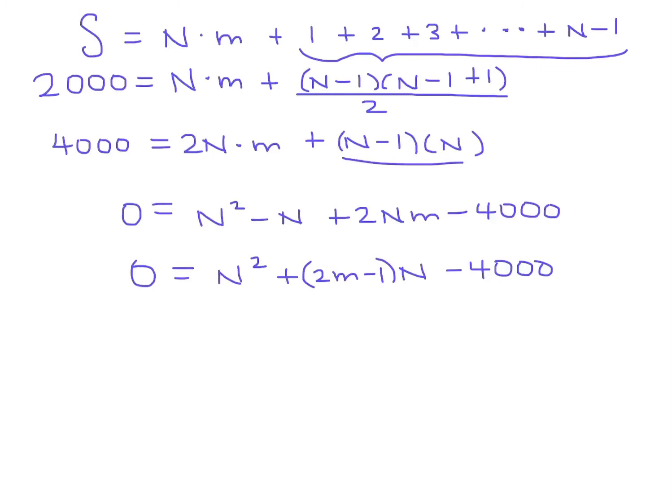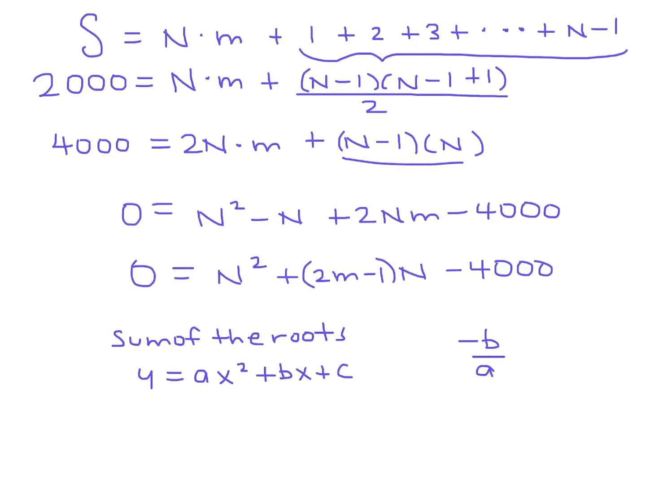So now I need to teach you a trick, or it's not really a trick, it's just a rule, that if you have a polynomial, the sum of the roots are equal to minus b over a. And the polynomial is of the form y is equal to ax squared plus bx plus c. All right? So you take b and divide it by a and add a negative. That's the sum of the roots.